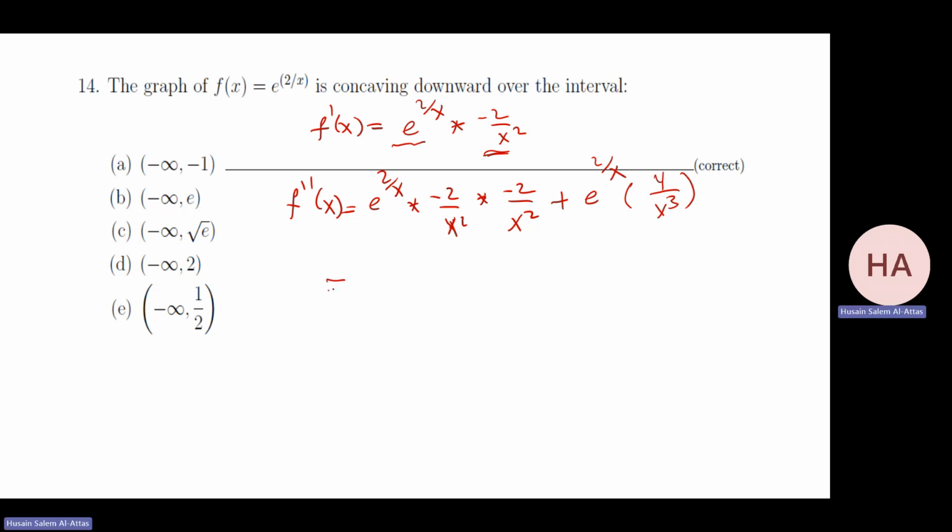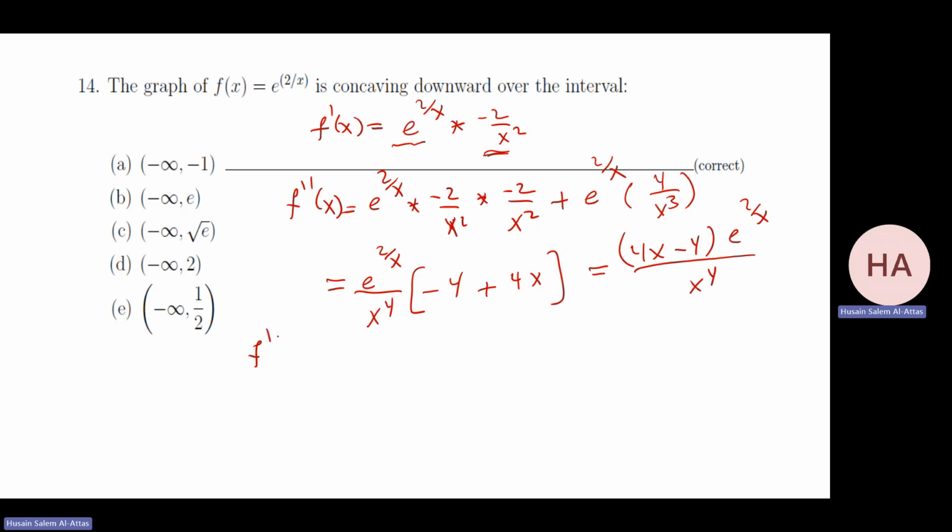Okay, so I take e to the power 2 over x over x to the power 4 as a common factor. I have minus 4 here, and here I have plus 4x. So it will be 4x minus 4 times e to the power 2 over x over x to the power 4. So f double prime equals 0. I have x equal, wait a minute. Did I make a mistake?